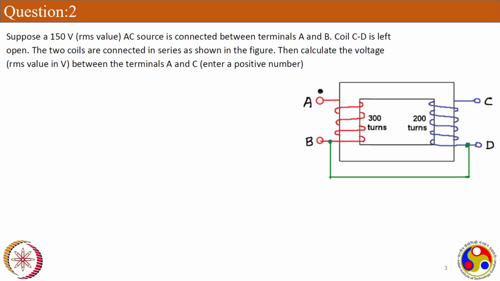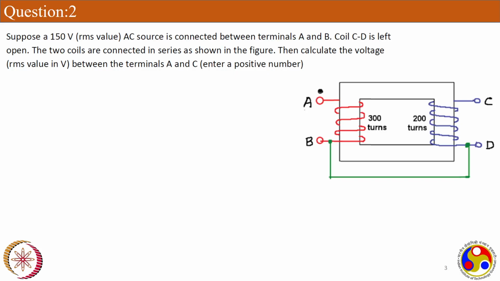The coil CD is left open. The two coils are connected in series as always. Now calculate the RMS value in volts between the terminals A and C. I hope you guys remember how we have solved this problem. It's a very simple problem. So input we know the voltage, and output we know VCD, that also is open circuited. There is some voltage there, and we are asked the potential difference between A and C, VAC. So how can we calculate it?